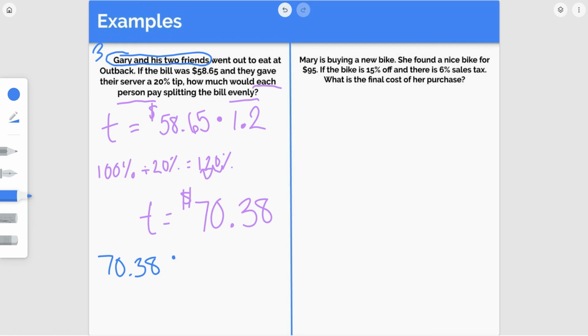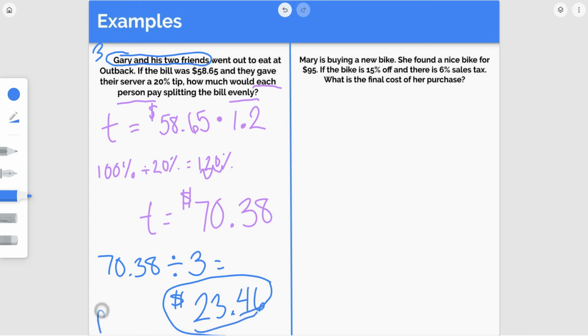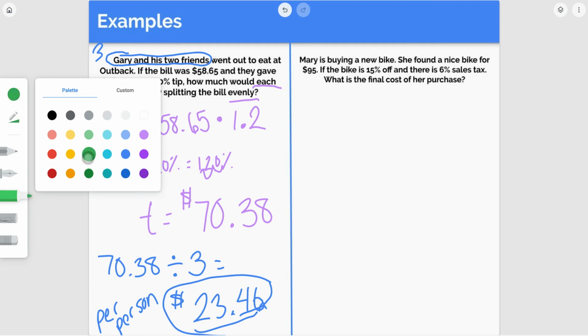So they're going to take this $70.38 and they're going to divide it evenly amongst 3 people. Dividing it into 3 equal groups, type it into my calculator, and I am going to get $23.46. That's going to be per person. They split it evenly. That's how much each person's going to pay. $23.46. Sorry, my circling skills aren't very good. All right, so that's the first example, very similar to the problem you have on your extra credit.